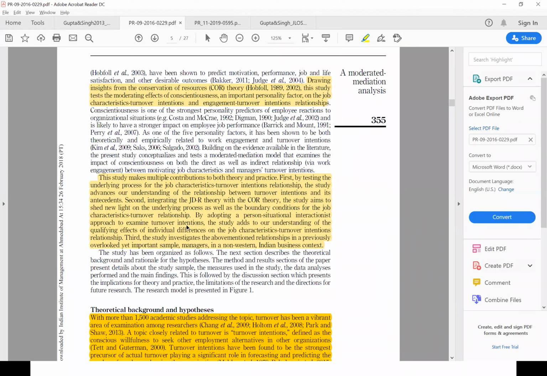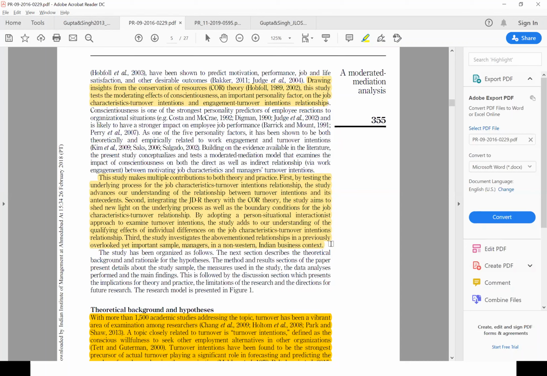By adopting a person-situation interactionist approach, the study adds to our understanding of the qualifying effects of individual differences. And finally, the study investigates the above-mentioned relationships in an overlooked yet important sample, managers in a non-Western Indian business context.